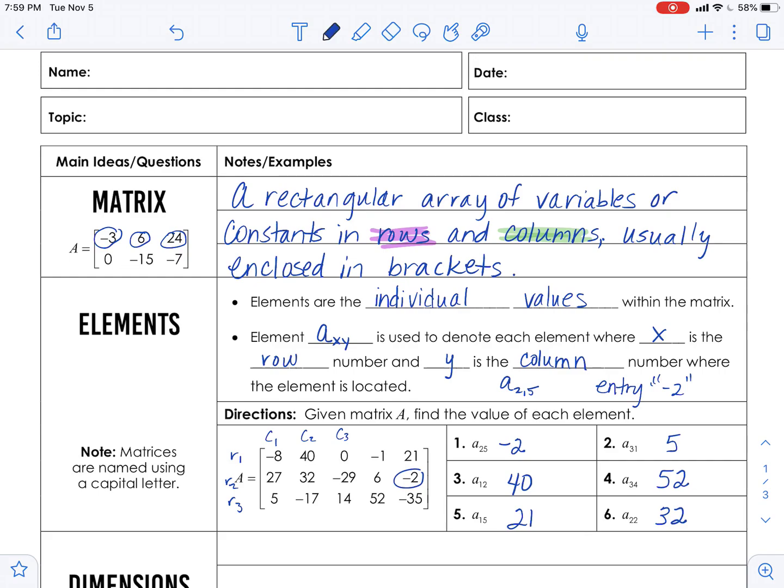Also, just a real quick side note over here on the side: matrices are named using capital letters. So you'll see something like A plus B. They're meaning take matrix A and add it to matrix B. So just so that you're aware of that, it's always a capital letter. The element or the entry is a small letter.